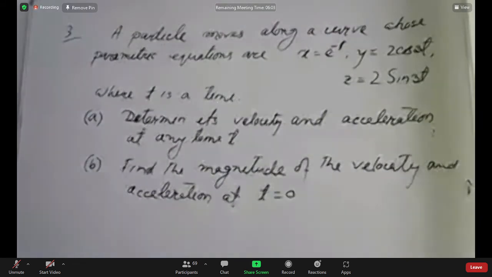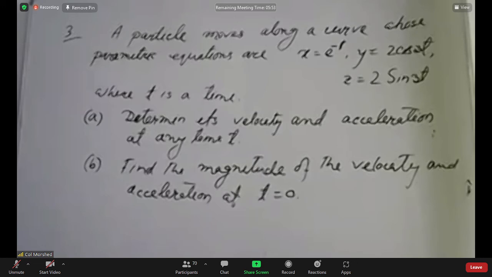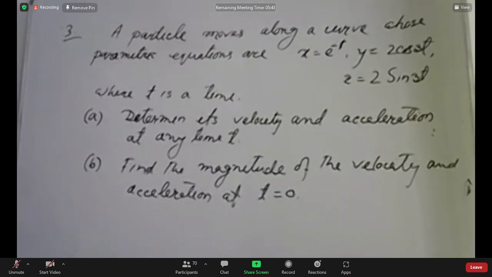We have got the parametric equation of the particle. X is equal to e to the power minus t, y is equal to twice cos thrice t, z is equal to twice sin thrice t, where t is the time. You have to determine its velocity and acceleration at any time t, and you have to find out the magnitude of the velocity and acceleration at t is equal to 0. So how to solve? First of all, we have to find out the position vector of the particle.